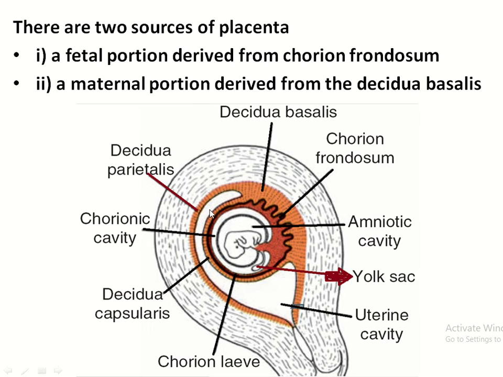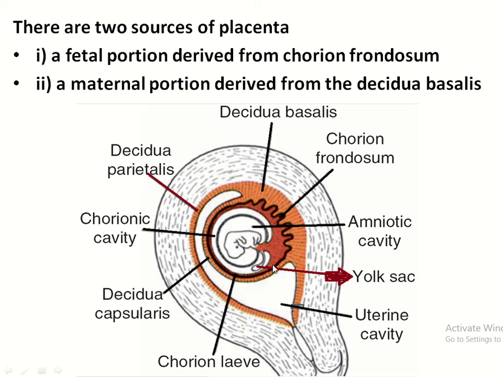There are two sources of the placenta, fetal source and maternal source. This is the maternal source of the placenta, decidua basalis, and this is the fetal source of the placenta, the chorion frondosum. This orange colored area is known as the decidua. Decidua means pregnant endometrium. It has three parts: decidua parietalis, decidua capsularis, which covers the fetus, and the remaining portion of the decidua is known as the decidua basalis.